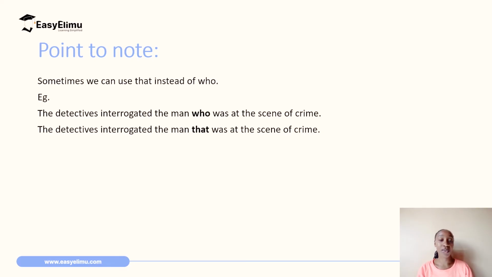For example, the detectives interrogated the man who was at the scene of crime. In that first sentence we have used who. And then in the second sentence, the detectives interrogated the man that was at the scene of crime. In the second sentence, we have used that instead of who, and it is still correct. So you can take note of that. You can use that instead of who.